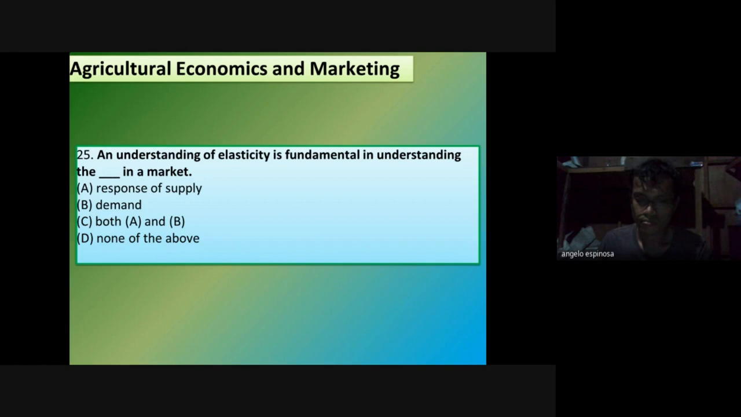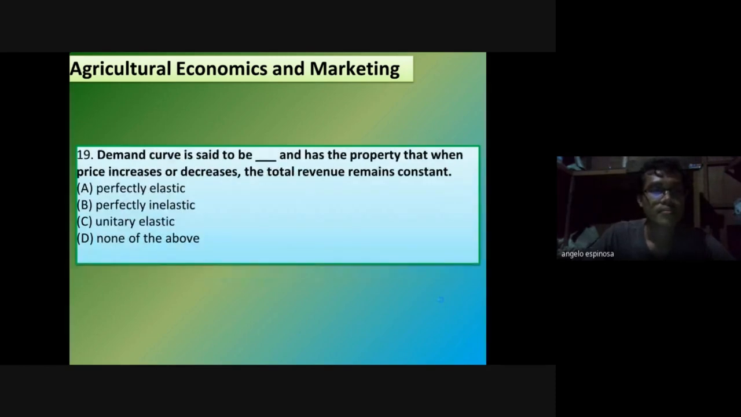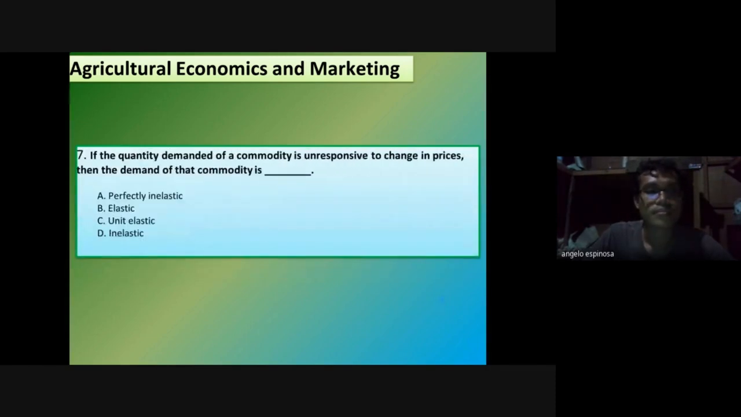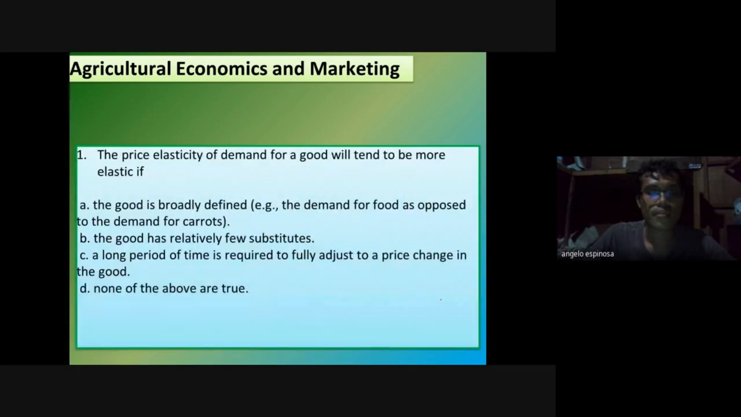All right, let's check your answers. Okay, number one, let's start with number one. It says here that the price elasticity of demand for a good will tend to be more elastic if. Maging elastic ang demand ng isang certain good if.